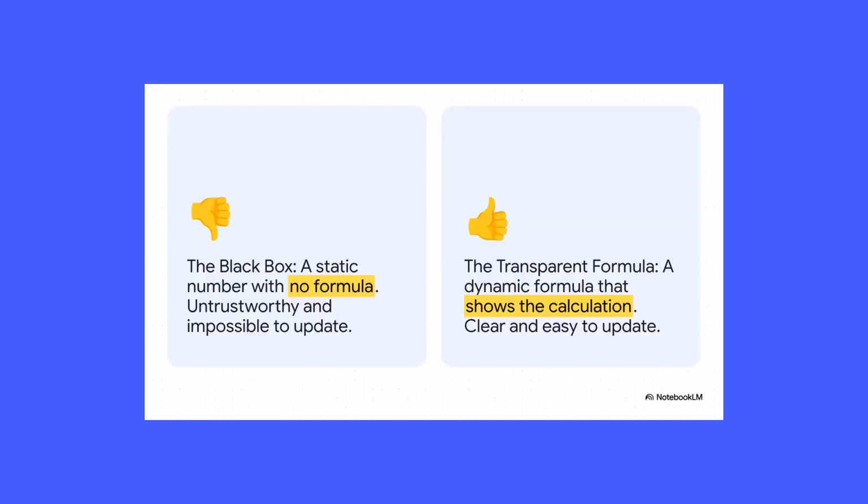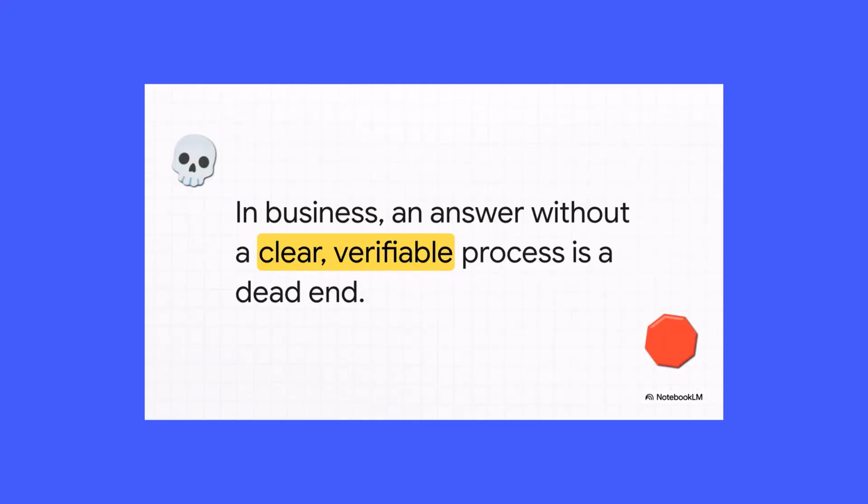So you've basically got two choices here, two paths you can go down. On one side, you've got the black box. That's just a static number typed right in, nobody can trust it, nobody can check it, and you definitely can't update it easily. Then, on the other side, you've got the transparent formula. And that, right there, is the difference between a total dead end and a dynamic living analysis that actually helps the business. And let's be super clear here. An answer, without a process that anyone can see and verify, it's basically worthless. It's a dead end for whatever project you're working on. And honestly, it can be a real career killer.